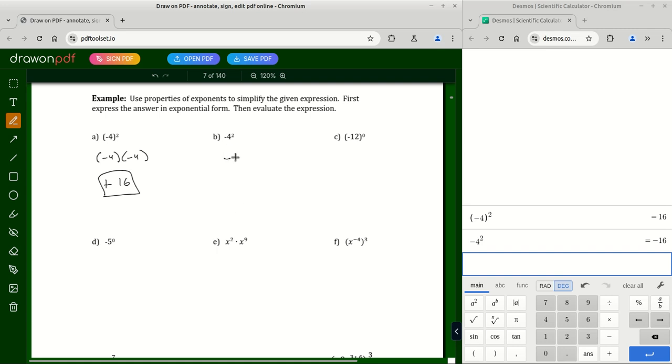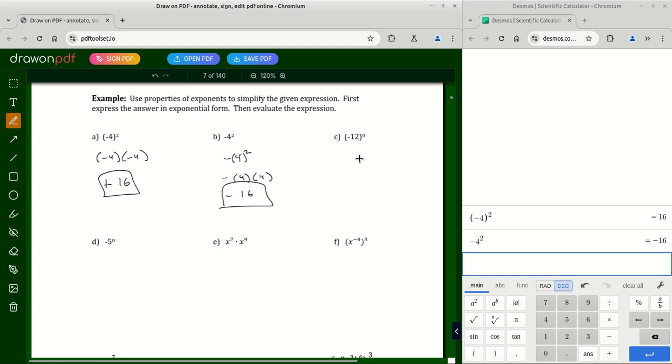This one's a little different. So notice that it's saying this 4 is squared and not the minus sign. It's just this thing. And so what we have is one 4, and we have another 4, and 4 times 4 is 16, but we never cancel that minus sign. And that's why it has a minus right there.